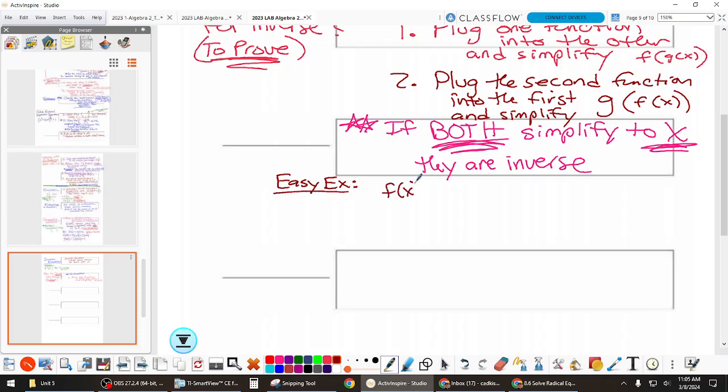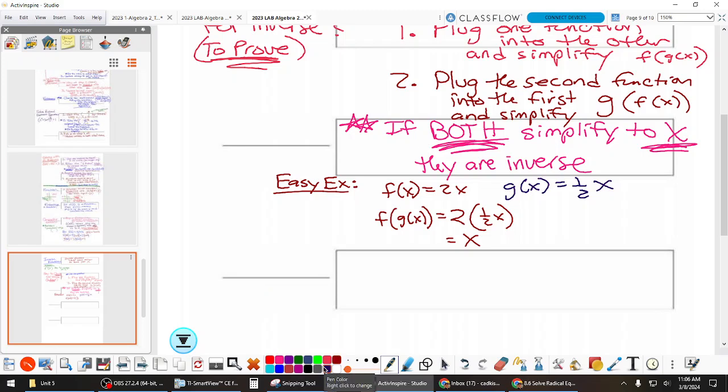If f of x is 2x and g of x is 1/2x, hopefully you see where I'm going with this, but let's do it. F of g of x means 2 times 1/2x, which equals x when we simplify. So that was f of g. I plug g into f. Right? Everybody follow? Plugged g into f and got x when we simplify. 2 times 1/2 is 1, right?